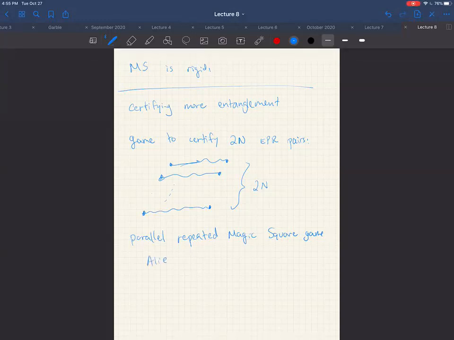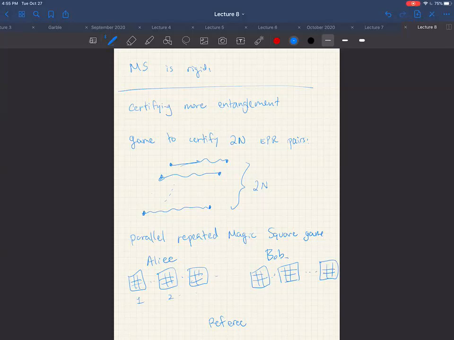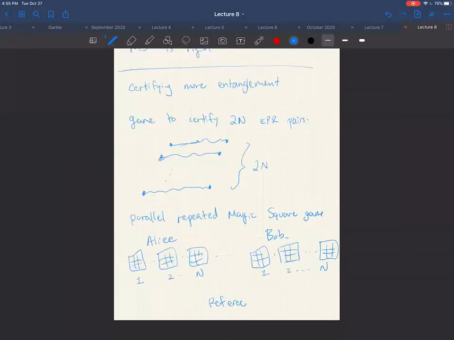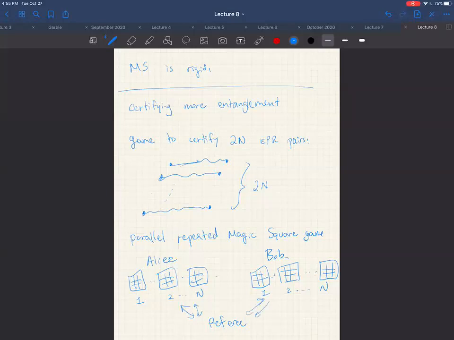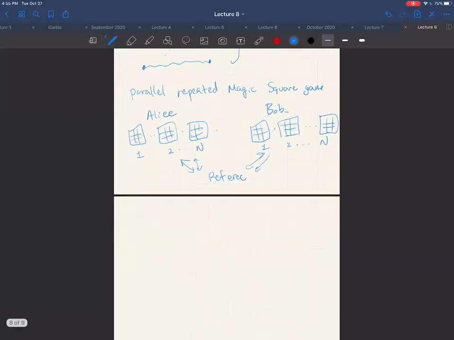So we still have two players, but now they're supposed to be playing lots and lots of copies of the magic square game at the same time. Imagine that there are many, many copies of this 3x3 grid. There's instance 1, 2, up to N. For each of these different 3x3 boards, the referee is going to pick a random row and column, and also pick a random cell within that row and column. Alice and Bob have to simultaneously respond with assignments to all of those cells, and they have to win each of those magic square games all at the same time.